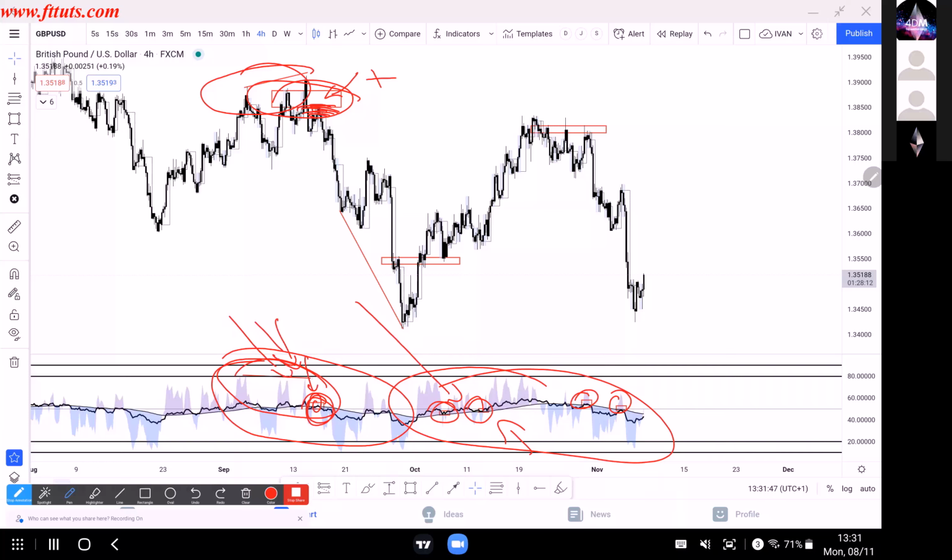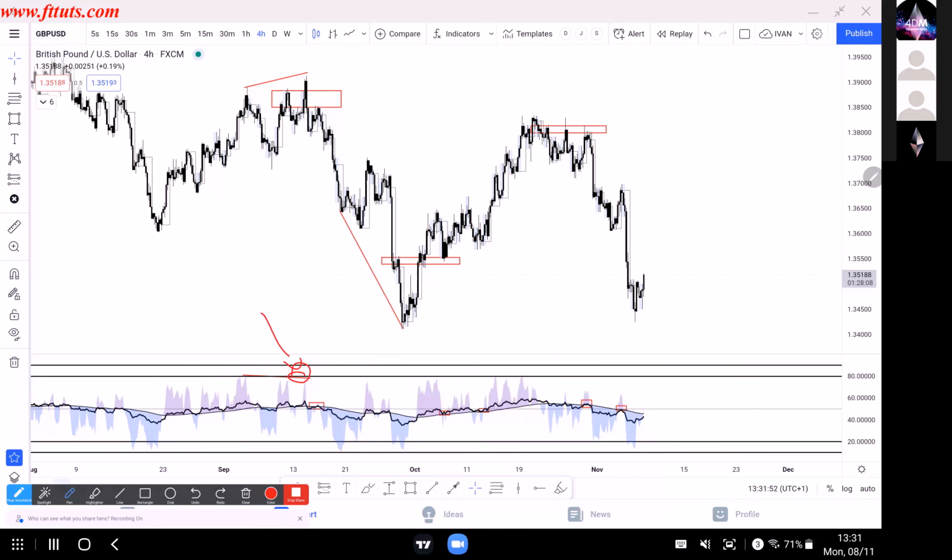But it should be inside. You should always take it once it's tapping into the 80 line or 20 line. Don't take this one, I wanted it to tap into it.